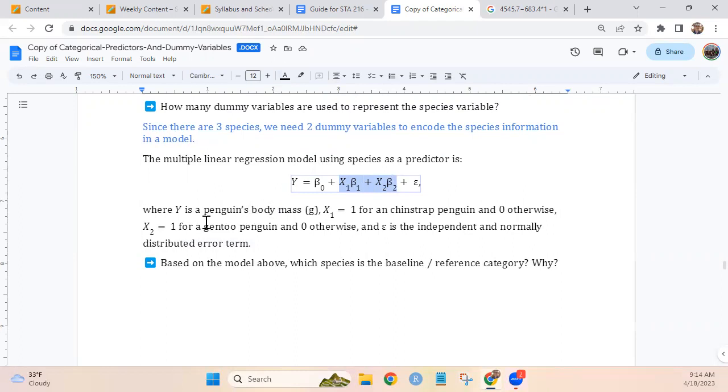So Y is still about a penguin's body mass. Now X1 is an indicator of it being a Chinstrap penguin or not. X2 is an indicator of the penguin being a Gentoo penguin or not. And then we don't have one for Adelie because if X1 was 0, so not a Chinstrap, and X2 was 0, not a Gentoo, we know it has to be an Adelie penguin. So we don't have that additional dummy variable.